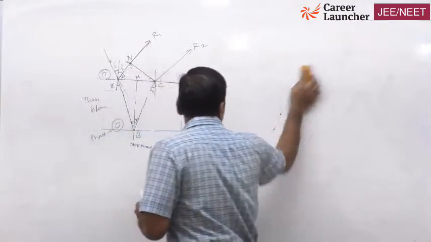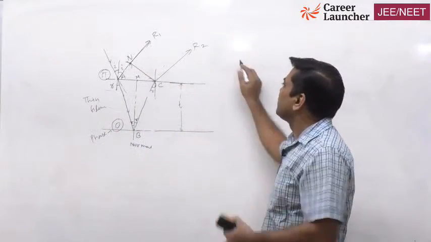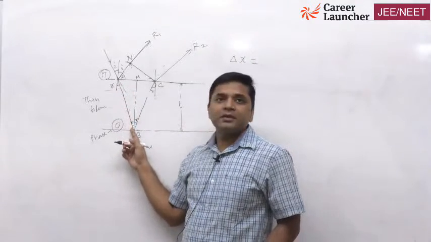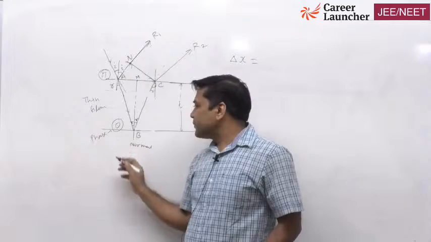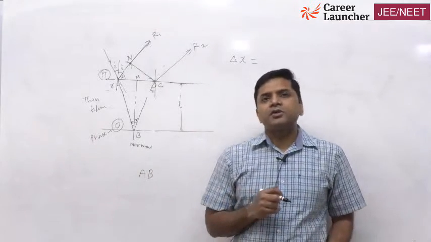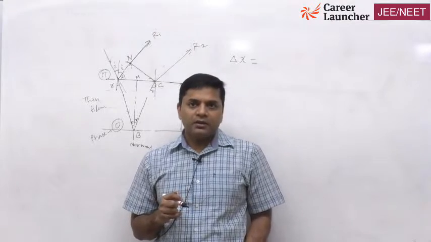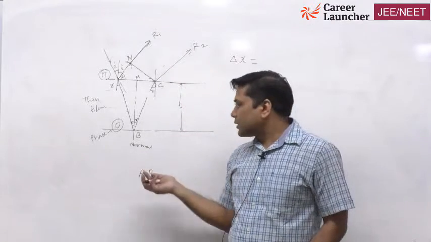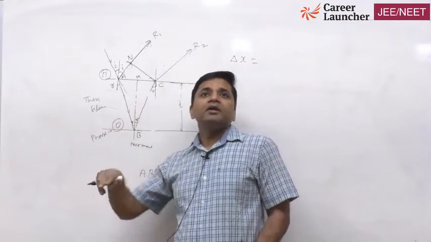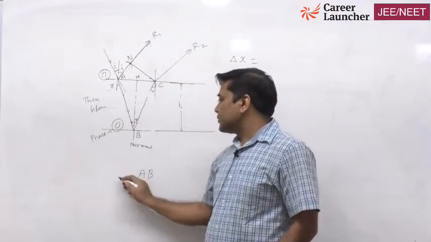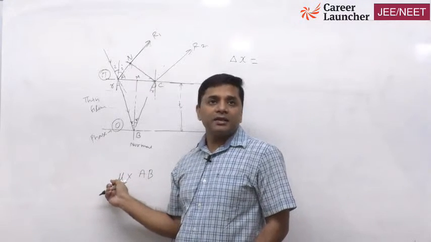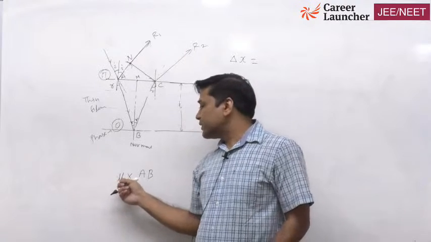So the total path difference, delta x, will be equal to this much distance in the thin film. So what is the distance in the thin film? AB. But you know that sir has already discussed the air path length: the distance in the thin film looks like AB, but in air it will be bigger than that. And how much is that? Mu times AB. So this is the air equivalent path length, so multiply with mu.